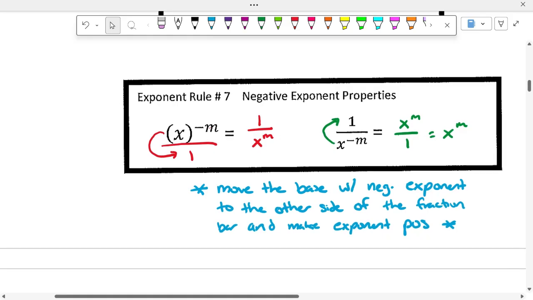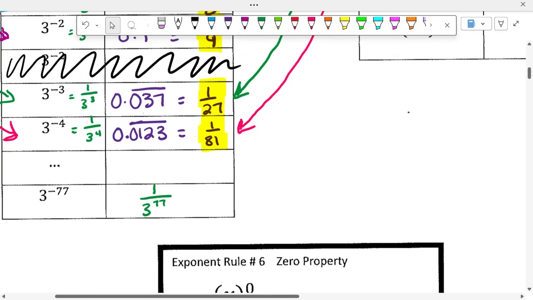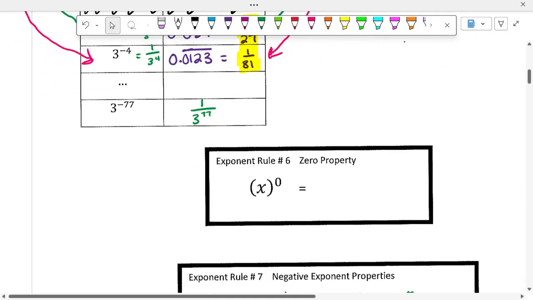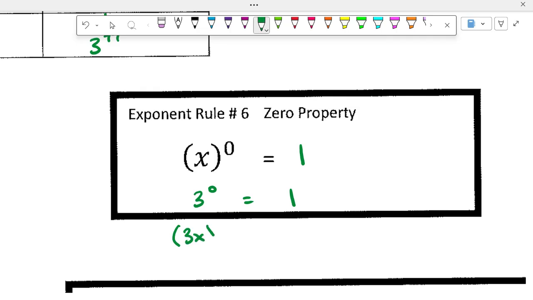All right. Any questions on that rule? Now, the 0 rule. So what did I tell you? If you raise anything to the 0 power, it is always what? 1. So x to the 0 is 1. 3 to the 0, that's 1. All right. 3x to the 0, that's 1.